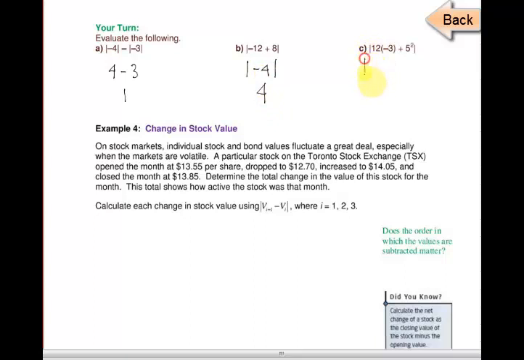Okay, and on this one here, you're going to evaluate everything inside the bracket first and work out the absolute value at the end. So use your order of operations inside the bracket. So 12 times -3 is -36. And then plus 5 squared is 25. So evaluate that. -36 plus 25 is -11. So now you're looking for the absolute value of -11, which is 11.